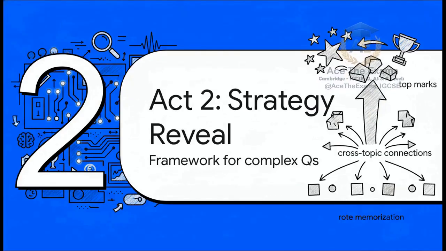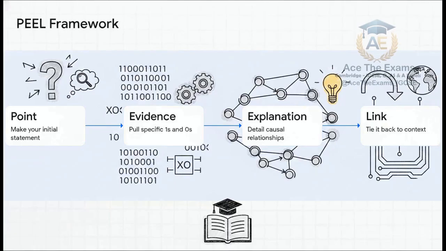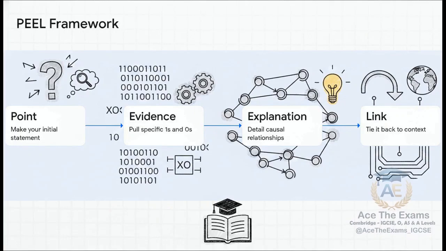Which brings us to Act 2, the strategy reveal. How do we actually fix this? You need a framework. Without a framework to handle those complex questions, you're just guessing. You need a reliable way to decode the assessment objectives and those really tricky command words.